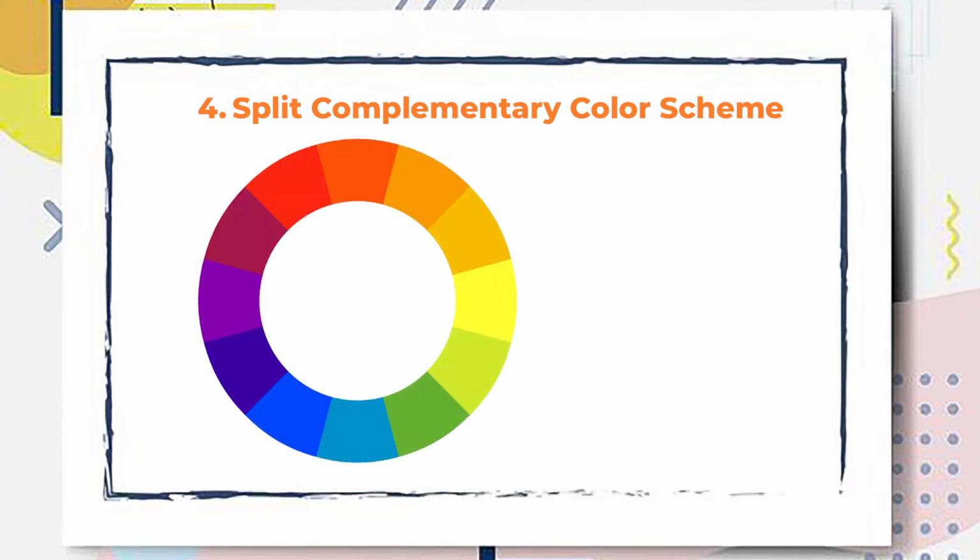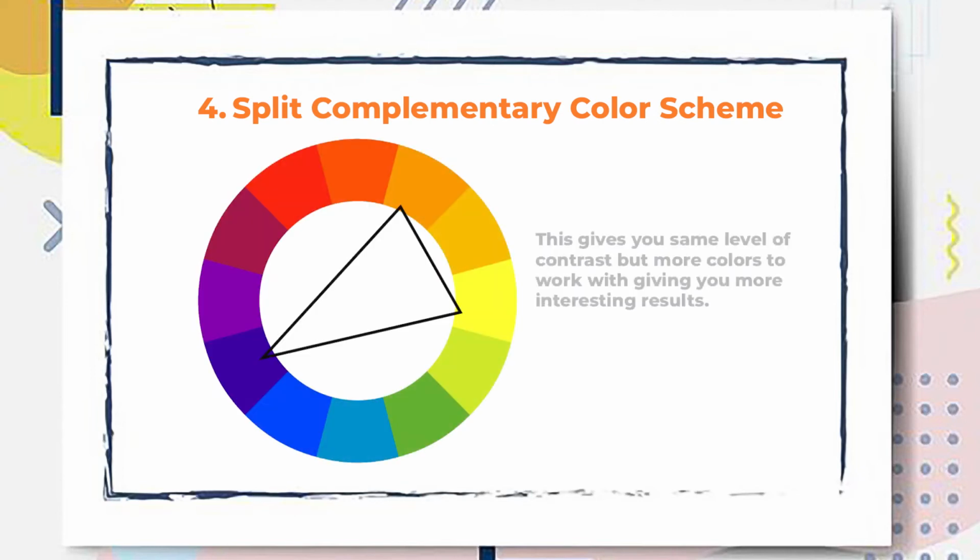The fourth on our list is split complementary color scheme. This uses colors on either side of the complement. This gives you the same level of contrast but more colors to work with, giving you more interesting results.